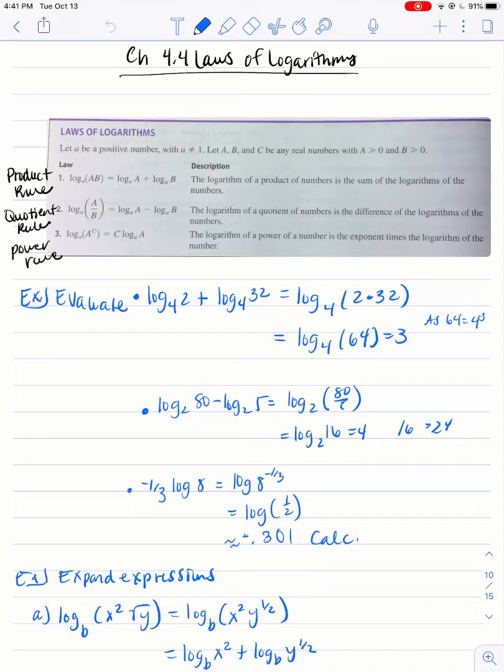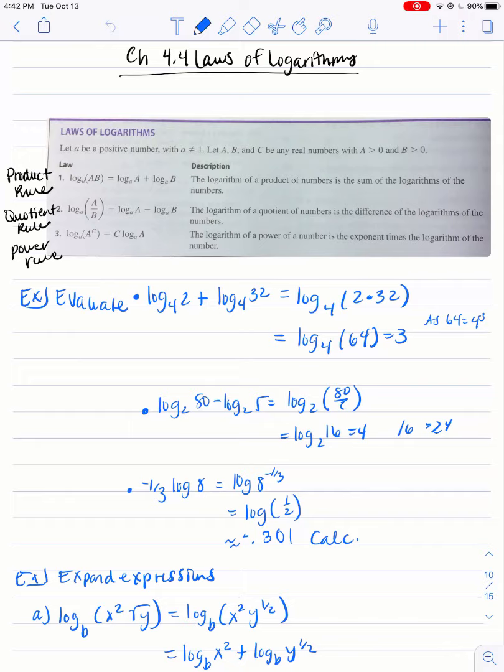Okay, so in this video we're going to go over chapter 4.4, which covers the laws of logarithms. We have our product rule, our quotient rule, and our power rule. Let a be a positive number with a not equal to 1, so a is our base. And let a, b, and c be any real numbers with a greater than 0. Our first one is the product rule.